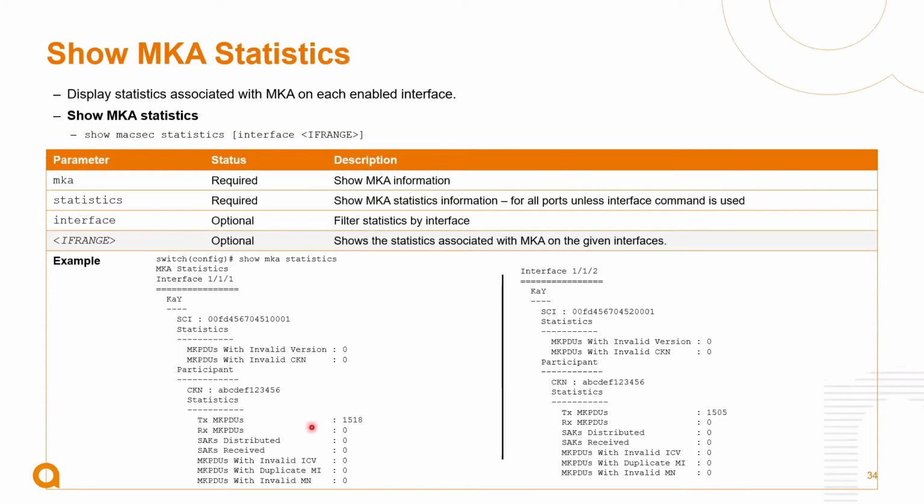We also have a lot of statistics that are specific to MKA that we support. So you can see the number of MKA packets being sent or received, and how many SAKs were distributed if it's acting as a key server, and the number of SAKs received if it's not the key server. If there are any invalid MKA packets received on the channel, you would even see those in the statistics.